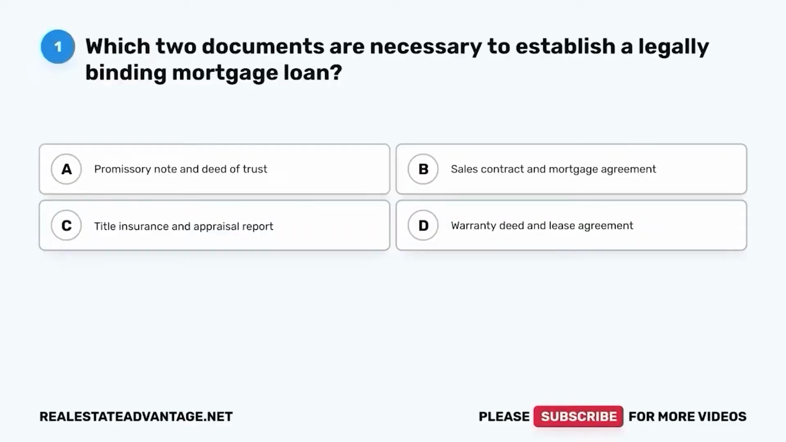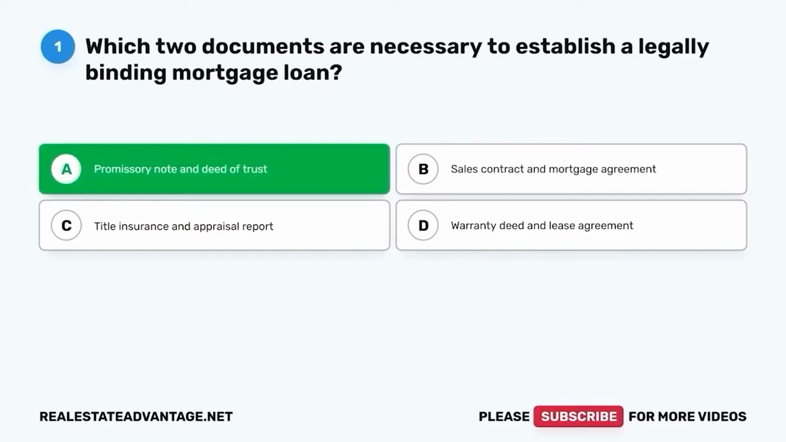Now let's get started. Question 1. Which two documents are necessary to establish a legally binding mortgage loan? A. Promissory note and deed of trust. B. Sales contract and mortgage agreement. C. Title insurance and appraisal report. D. Warranty deed and lease agreement. The correct answer is A. Promissory note and deed of trust.